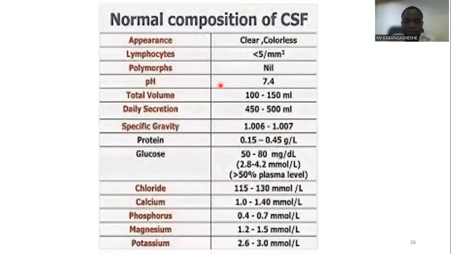Now, this is the normal composition of cerebrospinal fluid. Appearance, it's clear and colorless. The pH is neutral, that is 7.4. Total volume, 100 to 150. Daily production is about 500 mils. Specific gravity, protein amount, and so on and so forth. So this is the normal composition of CSF.